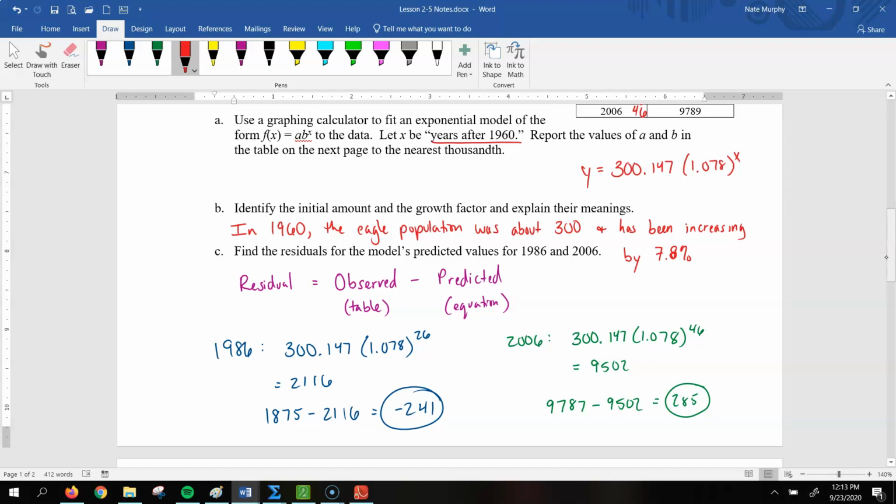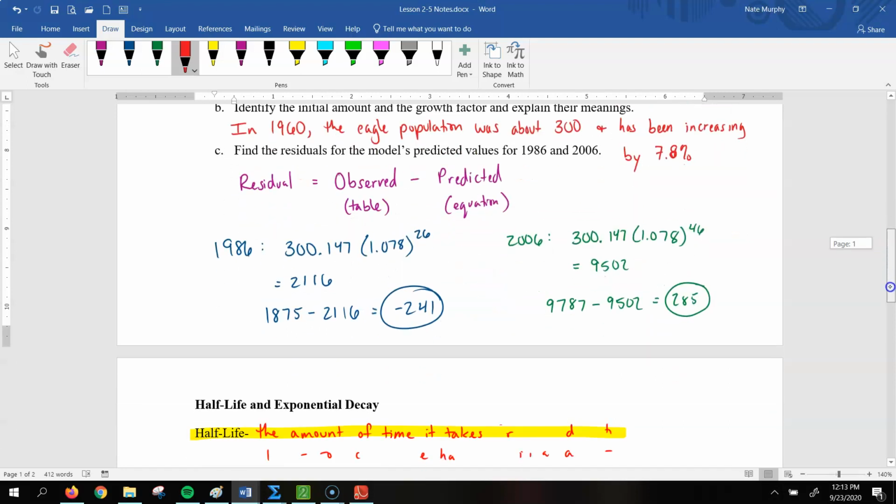But in 2006, let's look at what happened there. Again, 2006 would be 46 years after 1960, so we'd put 46 in for x. We'd get a predicted value of 9,502 eagles. Well, in 2006, there were 9,787 eagles, or breeding pairs of eagles. And so in this situation, more actually happened than what we predicted, and that's a good thing in this scenario. So we'd have 285 more than we predicted. That's how we would do that.